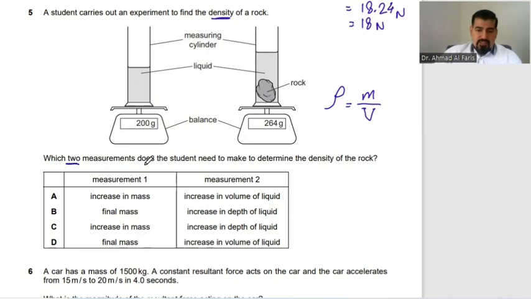What are the two measurements that the student needs to determine the density of the rock? The increase of the mass is the correct answer. The final mass is not accepted, because the final mass is for the liquid with the rock, maybe with the measuring cylinder. And the increase in what? In volume, as we said, how much the volume increases from this volume V1 to this volume V2. So that makes the answer A for question number 5.